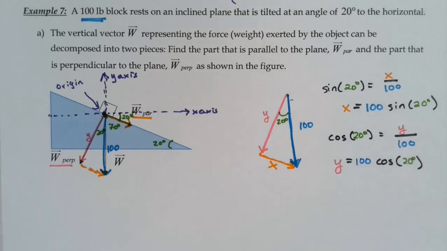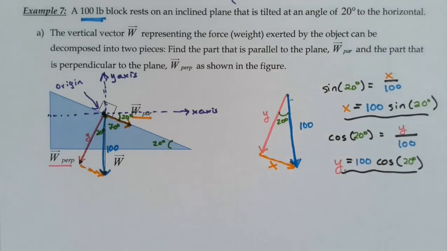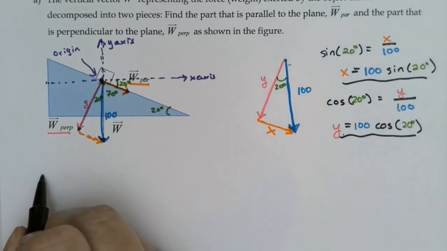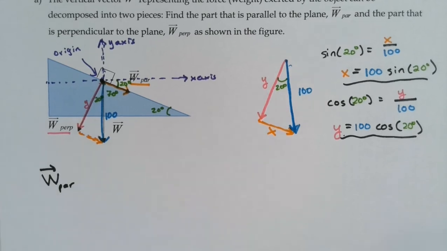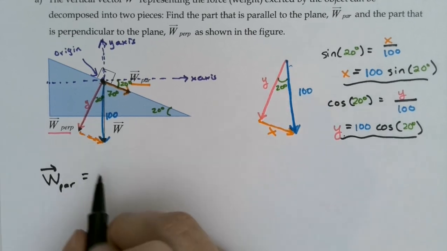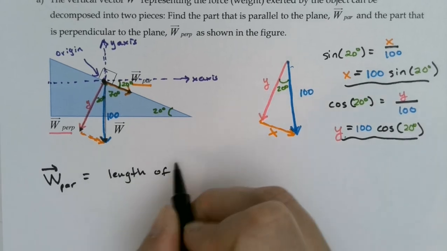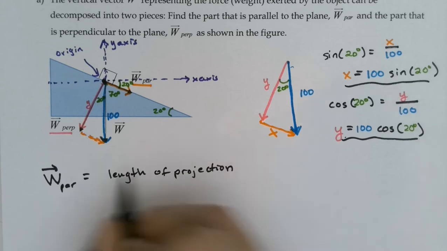All right, so I can use these pieces as needed to find my components, because that's sort of what I'm getting at. All right, now how do I find the vector? Okay, well, let's start with the parallel vector. So the W parallel portion, PAR for parallel, is the length of the projection times the direction, right?